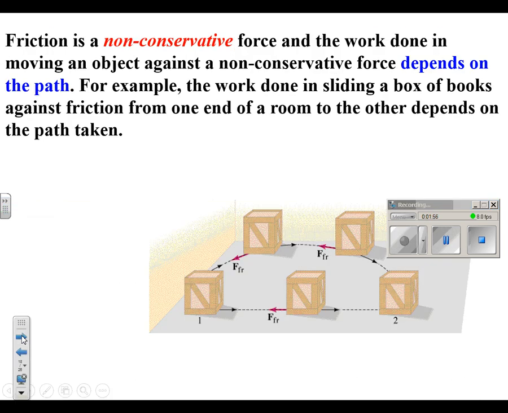Friction's a non-conservative force, and the work done moving an object against a non-conservative force depends on the path. For example, the work done on sliding a box of books against friction from one end of the room to the other does depend on the path taken, because going from point 1 to point 2 in a straight line is different than going from point 1 to point 2 in a curve. So that energy will be different as well.